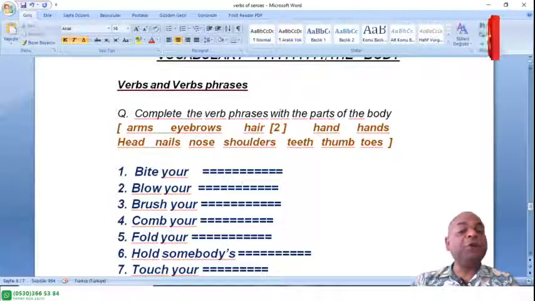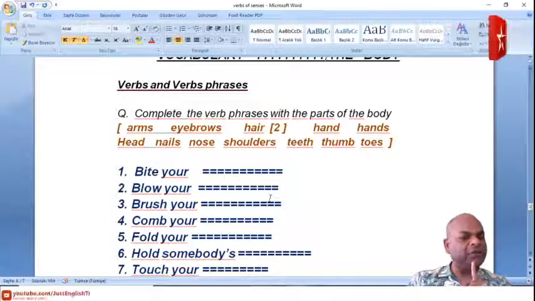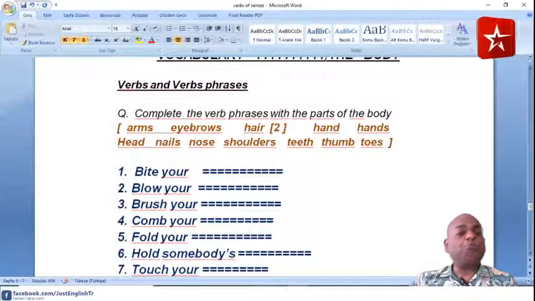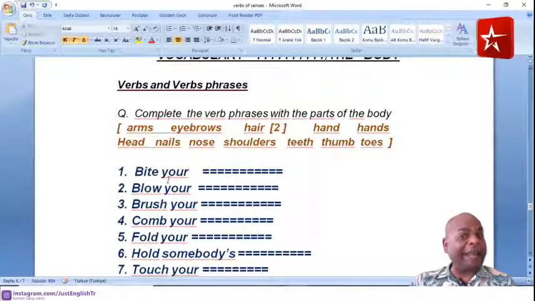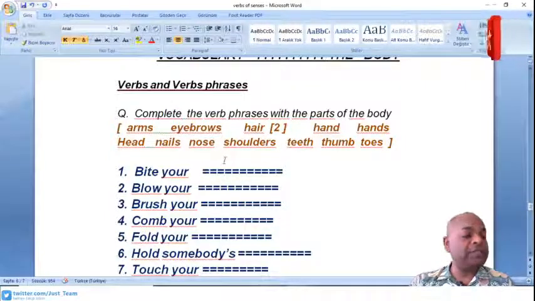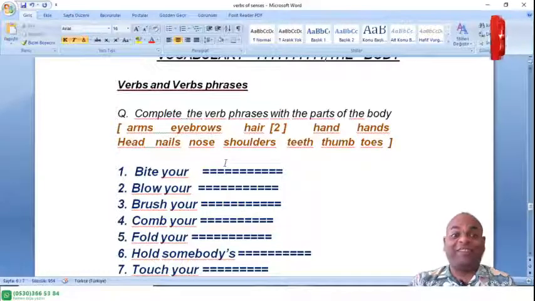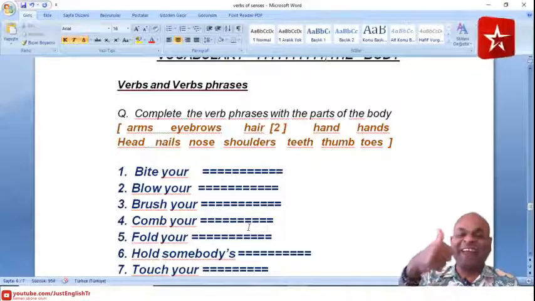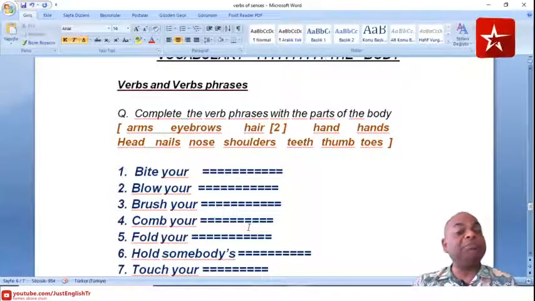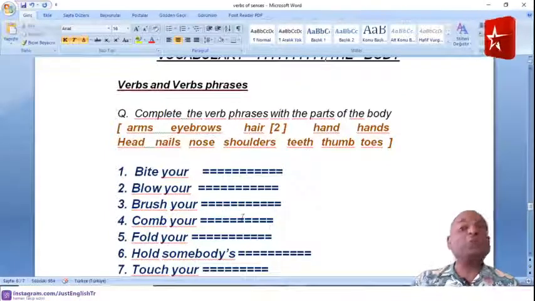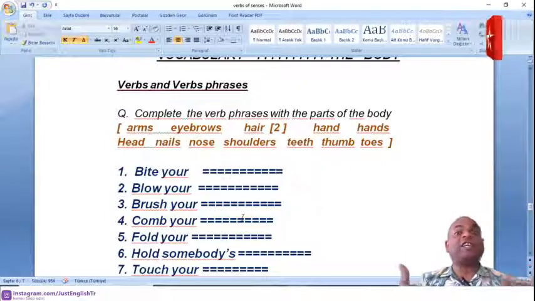Number 2, blow your dash. Guys, look up very carefully. Blow your dash. Which verb, phrasal verb will come there? Blow your what? Arms, eyebrows, hair, hand, hands, head, nails we've done. Nose. Which one is going to be? Emra says nail. That's right, Emra. Now you're right. Well done, guys. So what's the answer? Blow your... Begu says blow your nose. Well done, Begu. You have done a good job.